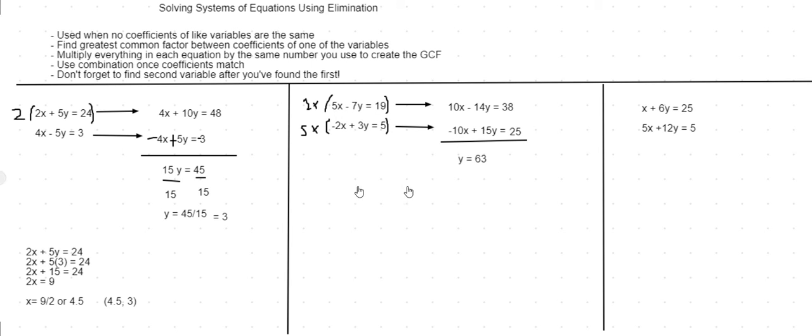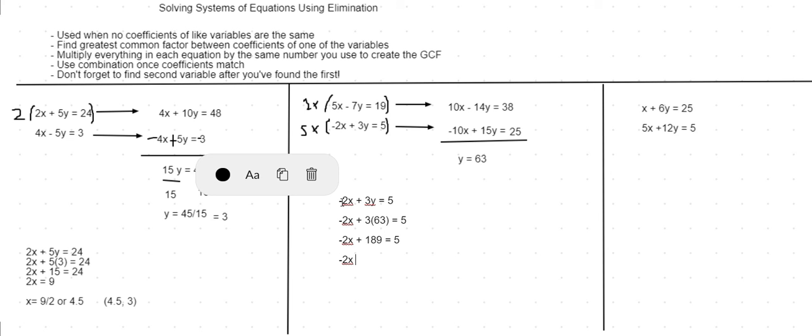And then you'd have to go back and figure out what x would be. You can really use either one here. I'm going to go with, why not, the negative 2x plus 3y. So negative 2x plus 3y equals 5. Okay, and then we've got negative 2x plus 3 times 63 equals 5. Negative 2x plus 3 times 63 makes 189 equals 5.